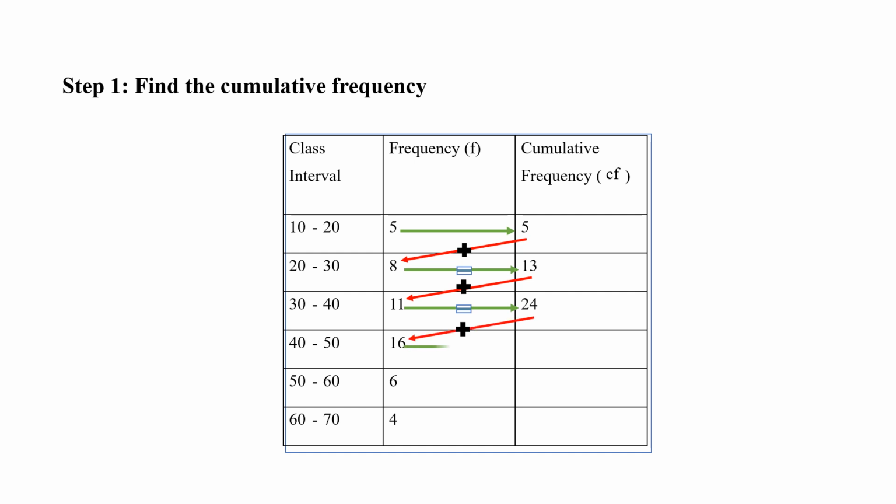So 24 plus 16 equals 40, 40 plus 6 equals 46, and finally 46 plus 4 is 50. It's worth noting that we start with the frequency of the first class as the first cumulative frequency, and we end up with n, the total number of observations, which in this situation is 50.